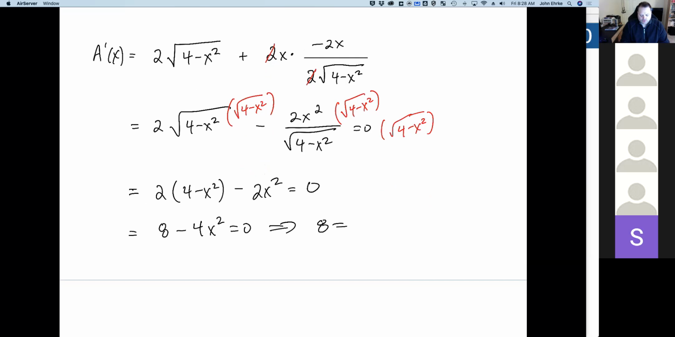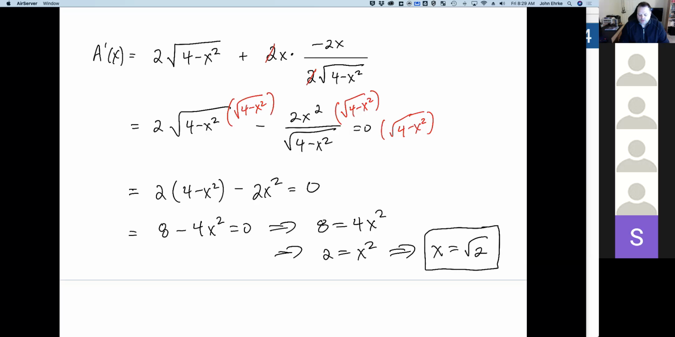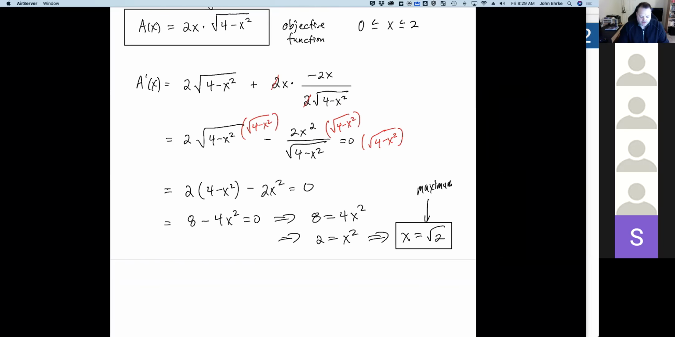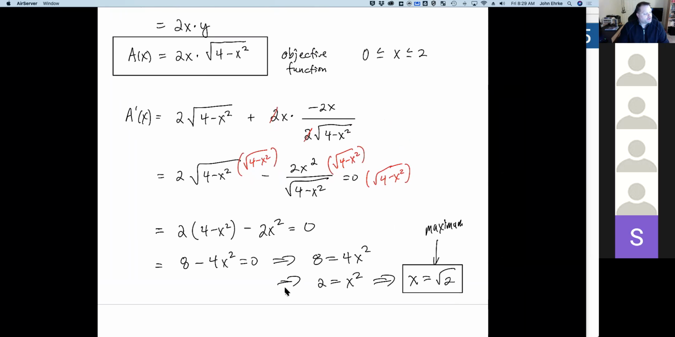So 8 is equal to 4x squared, or 2 is equal to x squared. So x is, once again, plus or minus the square root of 2, but only the positive square root of 2 makes sense. So I am confident that this is going to be my maximum. The reason is that on an interval, you only need to check your critical point, which is square root 2, and your endpoints. And we've already remarked that both of the endpoints give us a rectangle having 0 area. So I know this has to be the maximum based on the closed interval test.